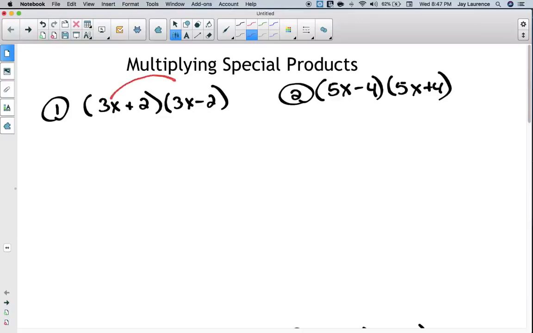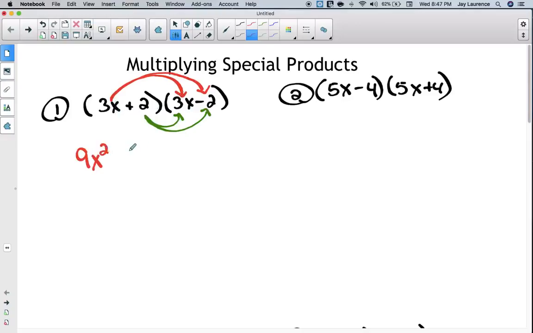I'm going to distribute the 3x to the 3x and the 3x to the -2. And then I'm going to distribute the 2 to the 3x and the +2 to the -2, just like we did yesterday, no secret here. So I'm going to get a 9x squared. Remember that x times x is not x. Be very careful, watch that mistake. 3x times 3x is 9x squared.